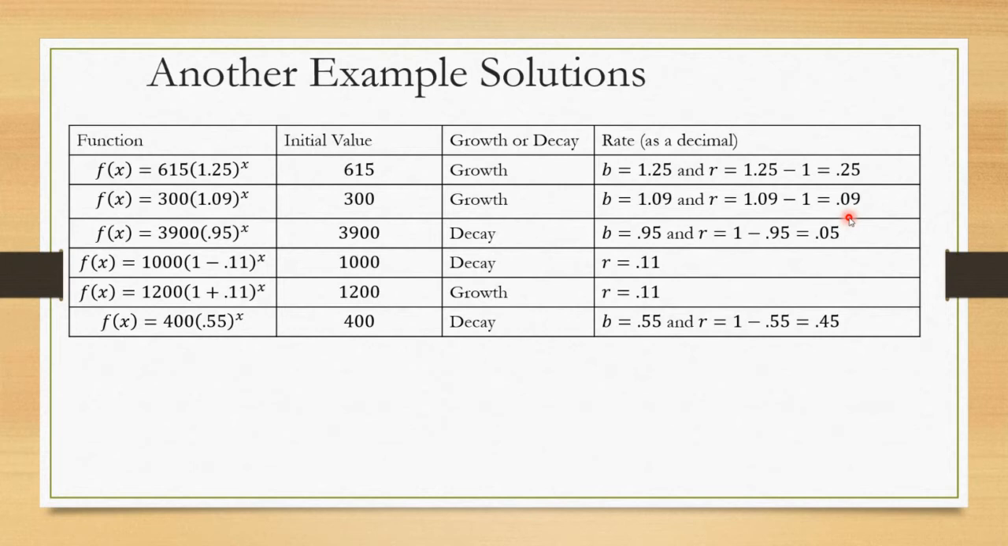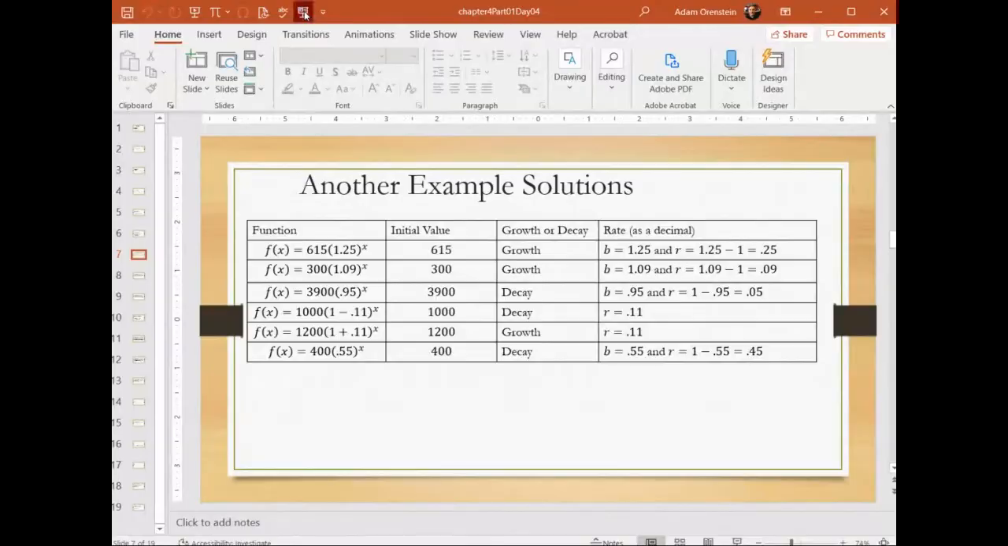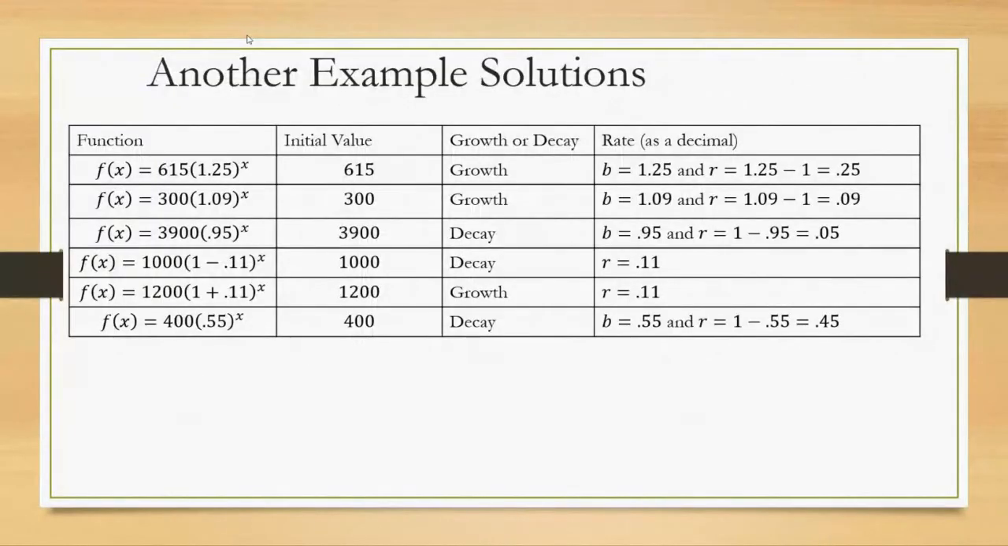And then for the next one below it, this one's a little bit different. The initial value is, of course, different. We had 3,900. It's decay now, though, because what you're raising to the x, your b, is less than 1, 0.95. So what would r be? That's going to be 1 minus this, which is 0.05. These two are kind of obvious. It's written in that form.